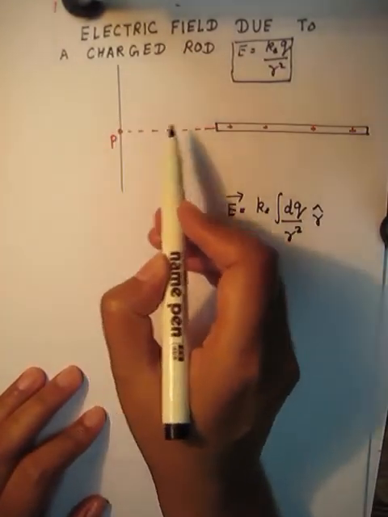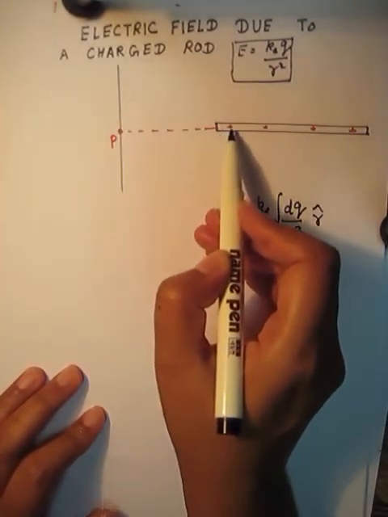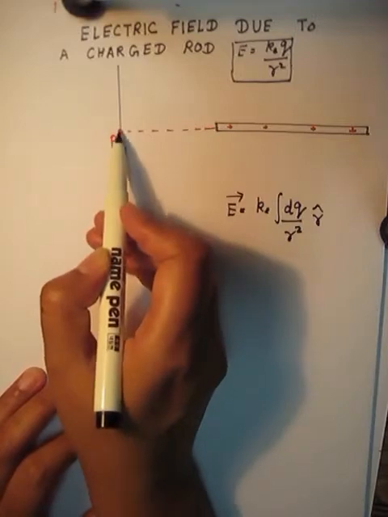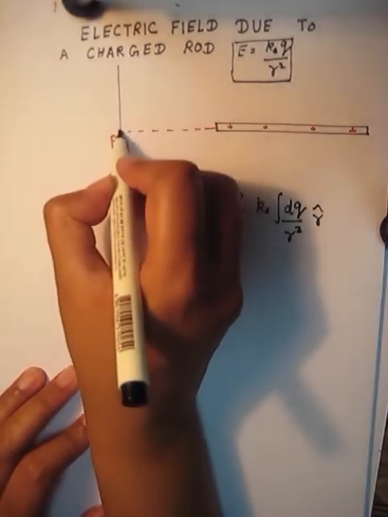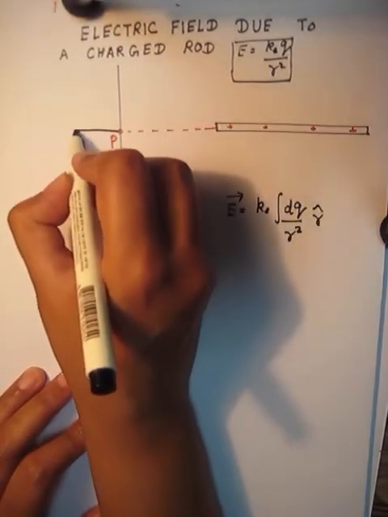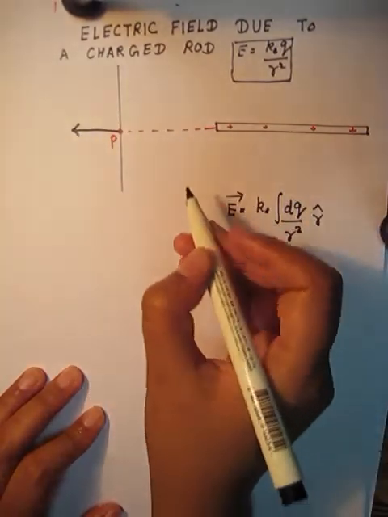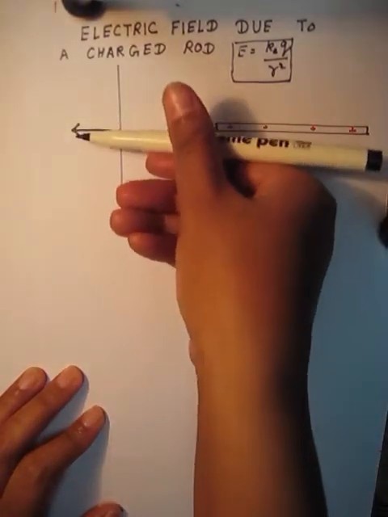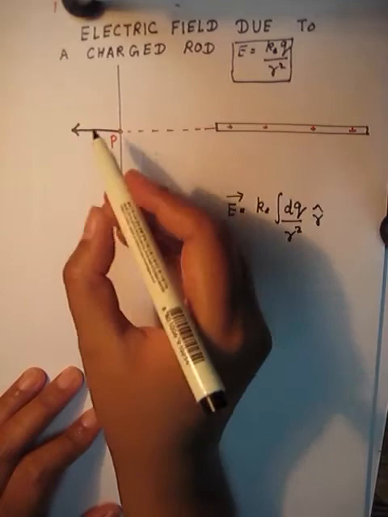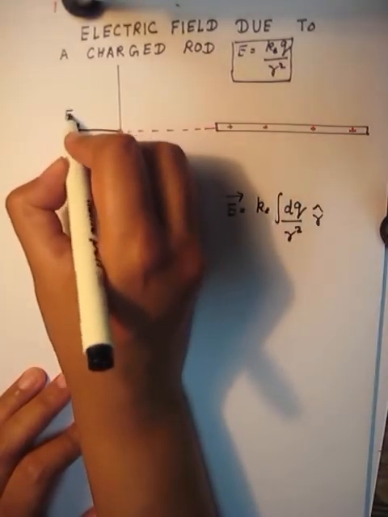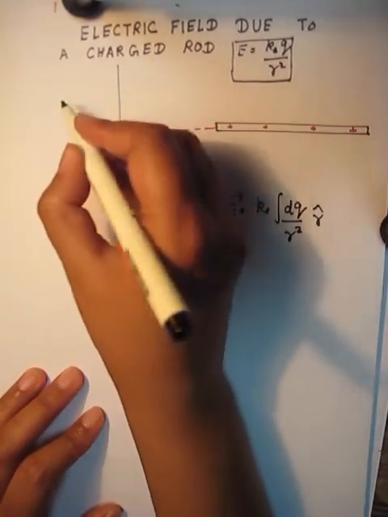So at this point, because it is a positively charged object, from intuition we can say that the electric field will be away from the object and it will be directed along the radius. So from this point to this point, the electric field will point in this direction.